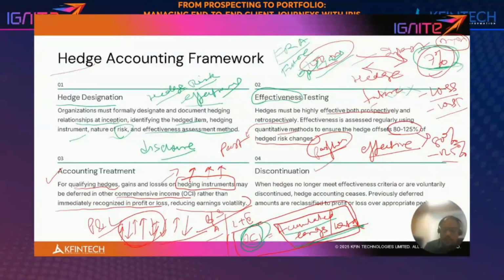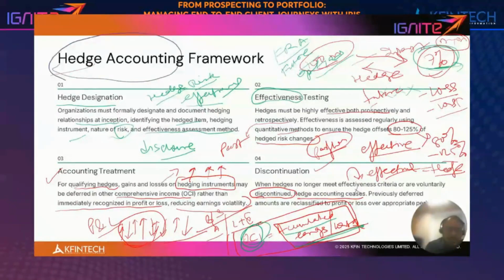What is discontinuation? When hedges no longer meet effectiveness, that means your hedge is not effective. Whatever you have entered into, your FRA, your futures or options, is not providing the hedge or not mitigating the risk, then it should be discontinued and hedge accounting ceases. No more hedge accounting principles will be applied if the hedge is not effective. So we will see this in detail. We will understand it with an example also.